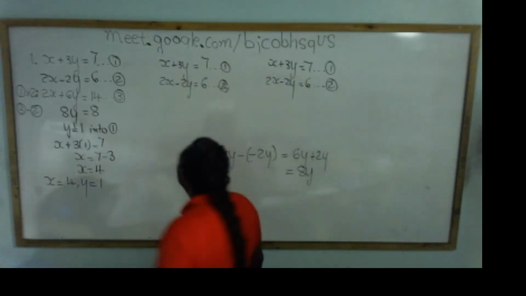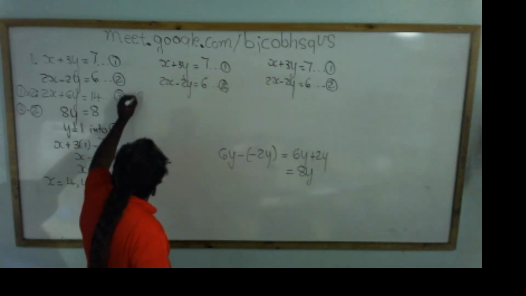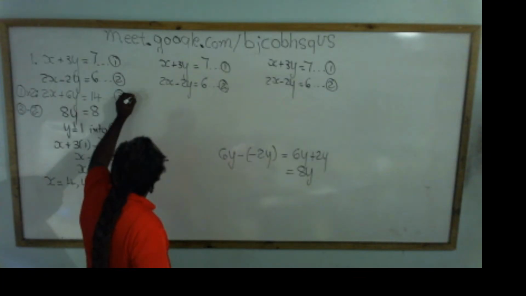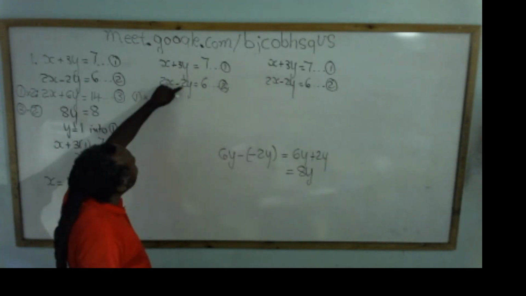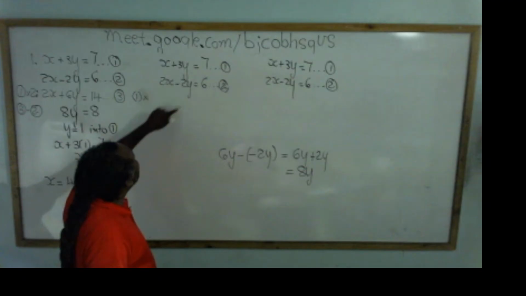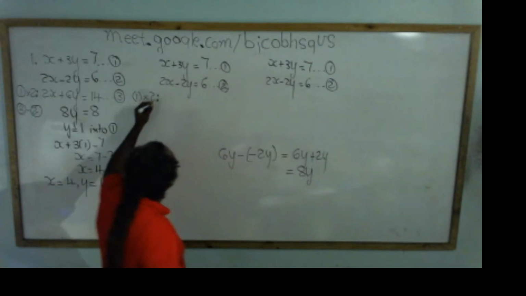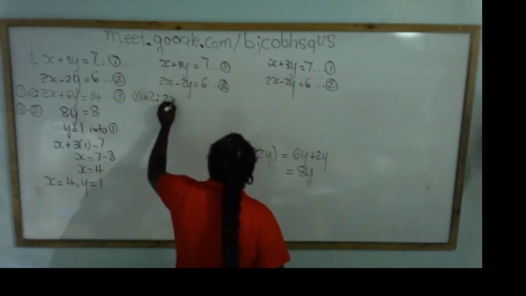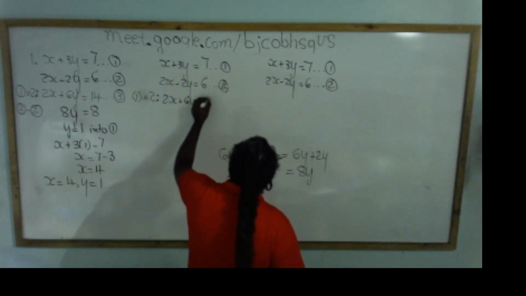So, eliminating the y, that's our target, we'll take equation 1 and we'll multiply equation 1 by 2. So the number here will multiply the equation there. So equation 1 multiplied by 2, and what do we get? We get 2x plus 6y is equal to 14, and that is equation 3.